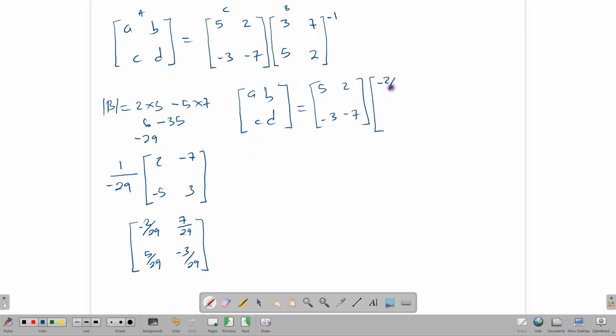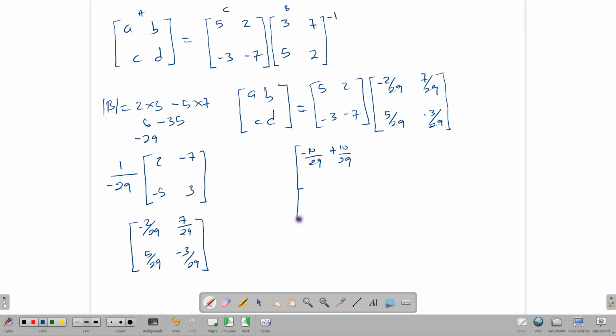Negative 2 over 29, 7 over 29, 5 over 29, and negative 3 over 29. Okay, now that we've set up our equation, let's multiply it out. You may remember that we multiply row by column. So 5 2's are 10, that's negative 10 over 29, plus row by column, plus 10 over 29.